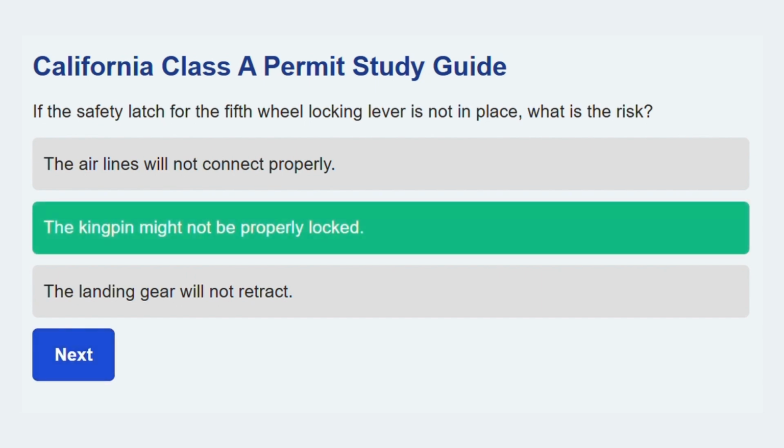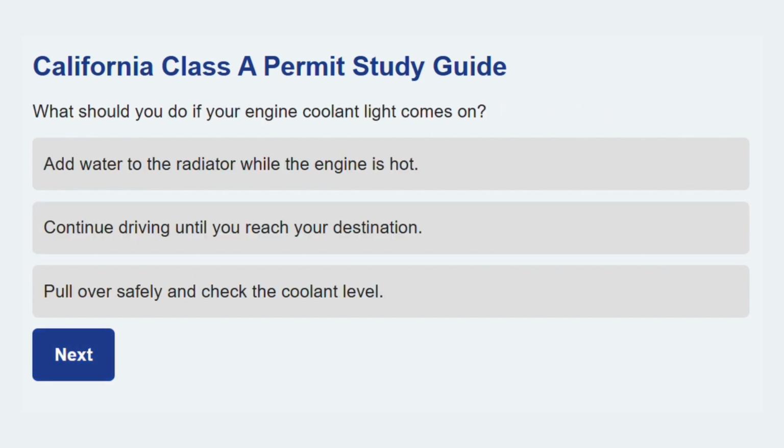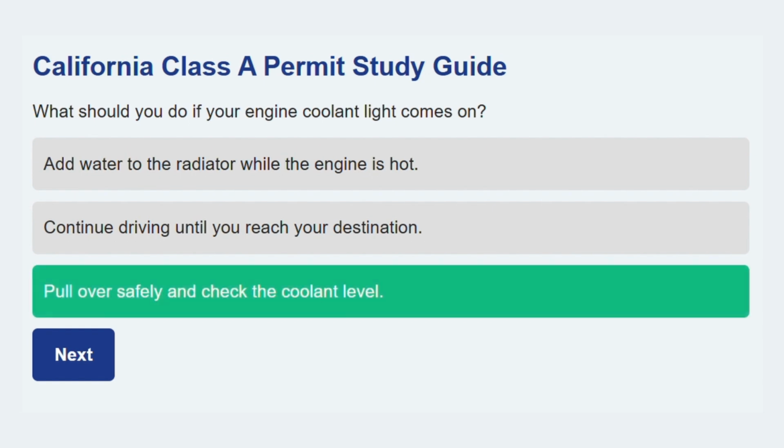Next question. What should you do if your engine coolant light comes on? Pull over safely and check the coolant level. Overheating can cause serious engine damage if not addressed promptly. Let's get to this one.